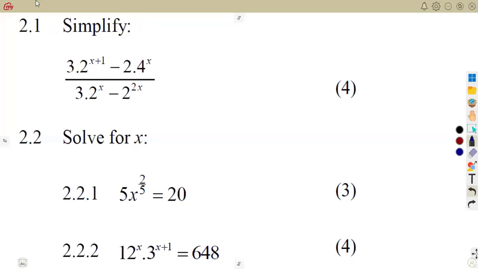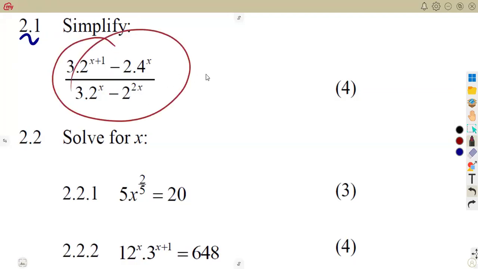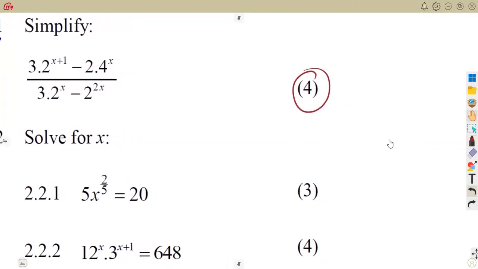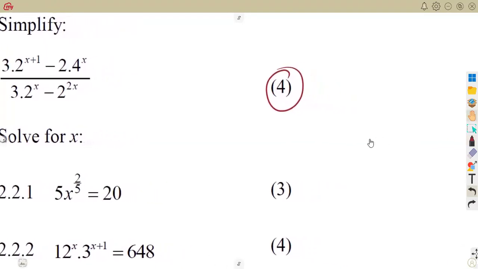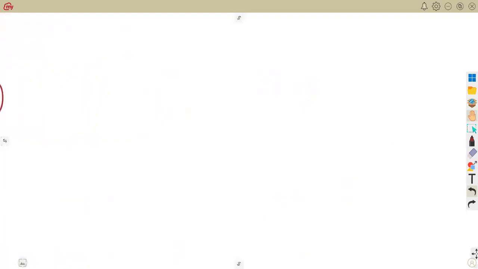So in this case, we are going to consider our questions under our exponents. The first part that we are given was to simplify on 2.1. That is, we are given to simplify this whole expression for 4 marks. All right, let's try to figure out how we can simplify this. That's 2.1. I'm just going to rewrite our expression here so that you can see it properly.